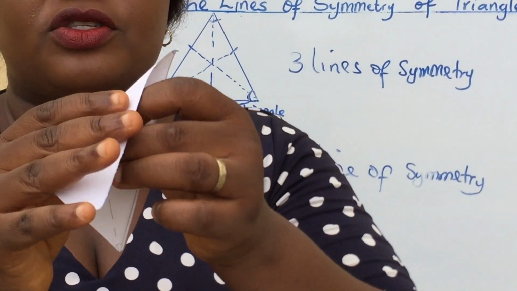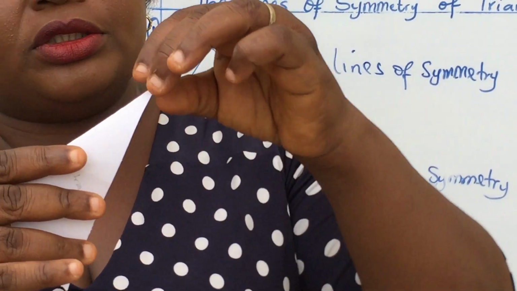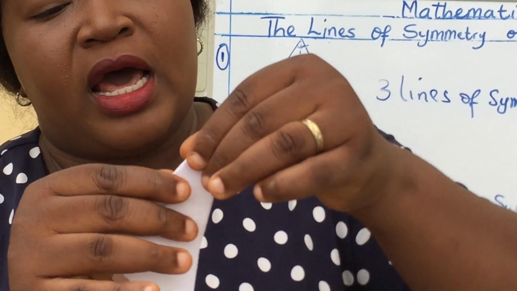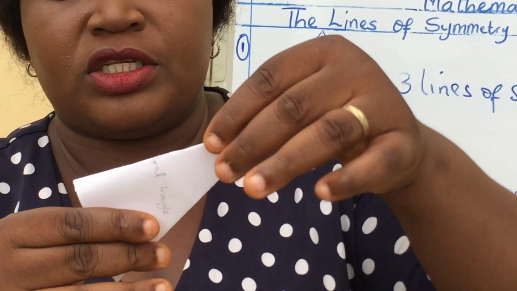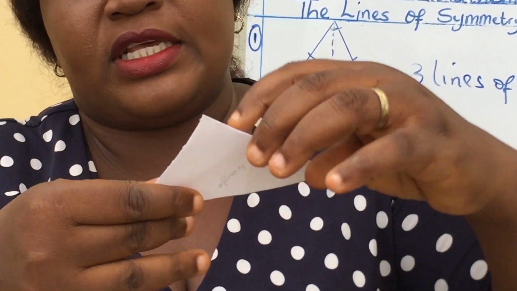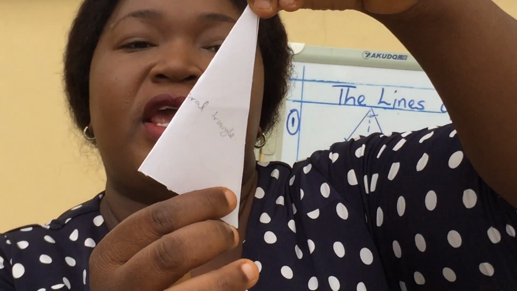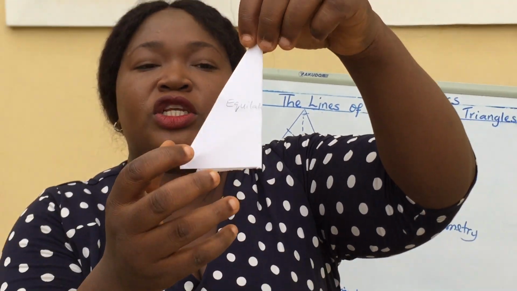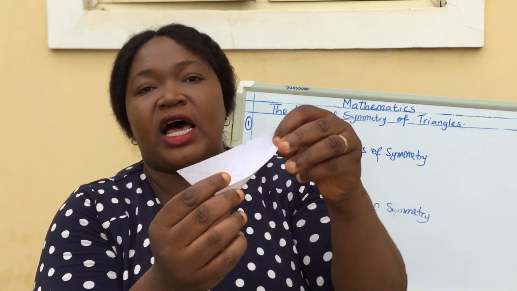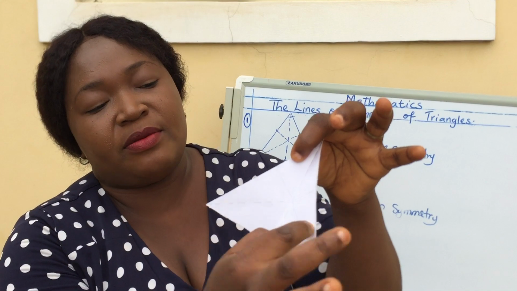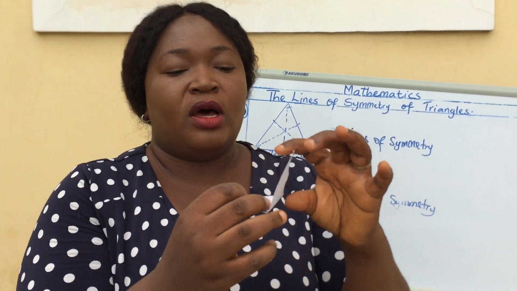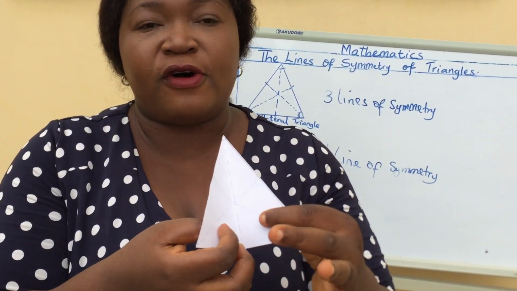Let me start from the first one. Good. Now when I fold the triangle this way, you can see that I'm able to obtain the same part. Can you see? The two parts overlap each other and they are the same here and the same here. That is line 1, which is the first fold.